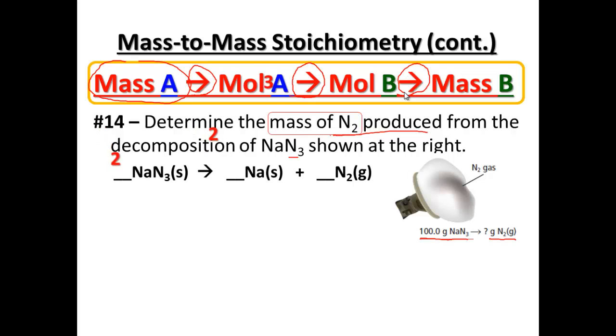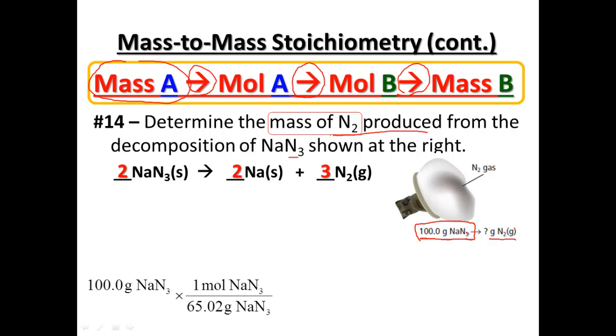So to balance this chemical equation is where we need to start: 2 moles of NaN3 to produce 2 moles of Na and 3 moles of N2 gas. So we're going to start out with our 100 grams as what we are given here. Mass to mole, our first conversion, 1 sodium to 3 nitrogen, 65.02 grams of NaN3. Once we're there, we need to do our mole to mole ratio to go from sodium azide, NaN3, to 3 moles of N2. It's our 3 to 2 ratio.